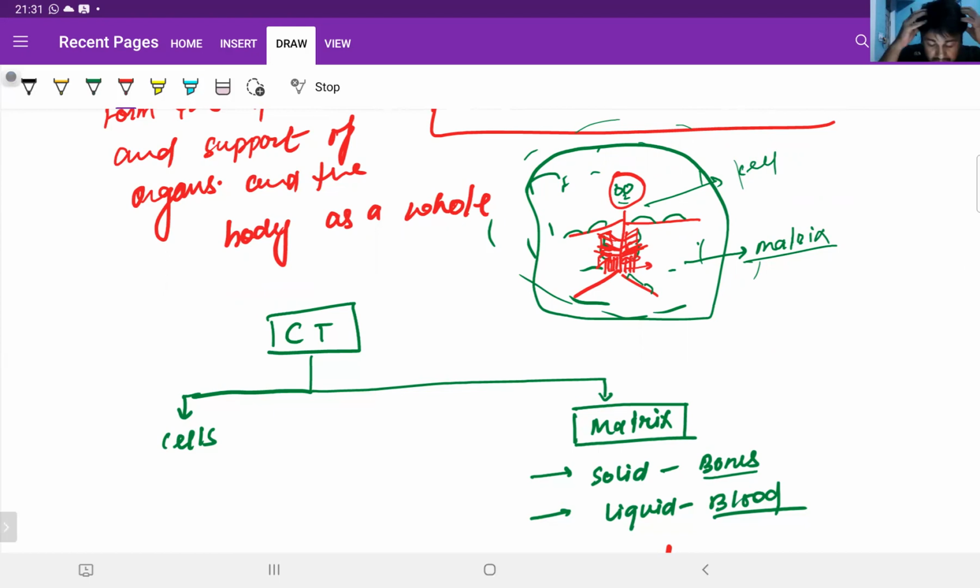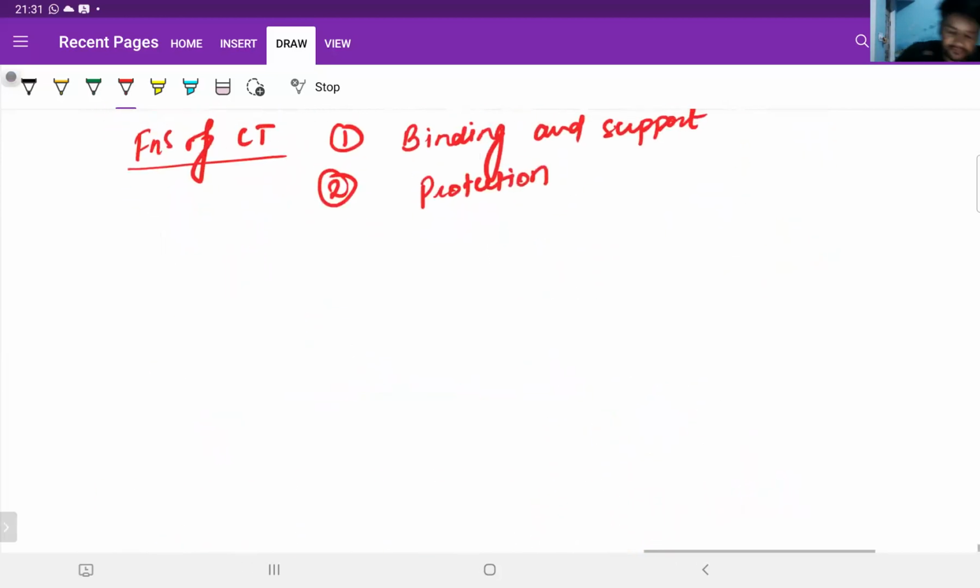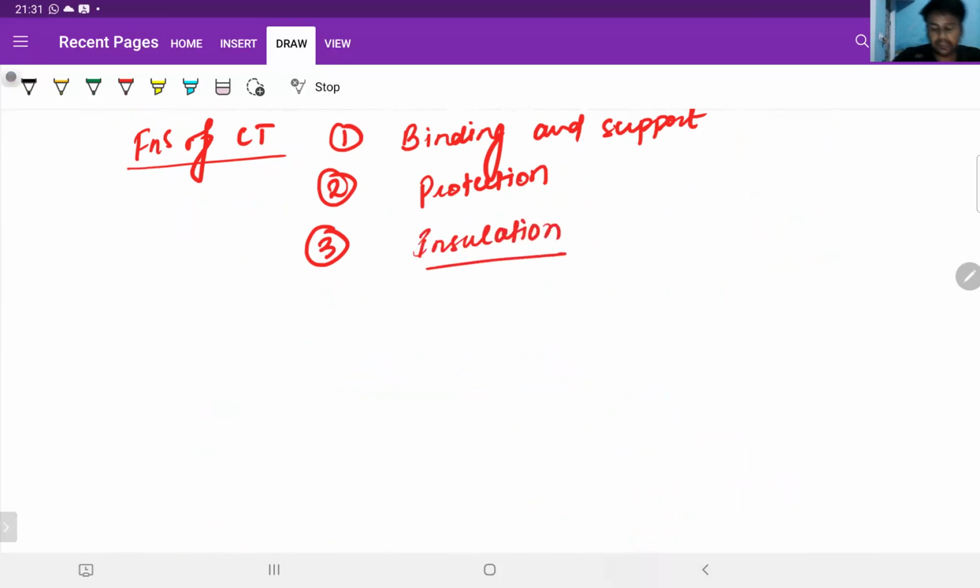Inside this skull bone, there is a very delicate and one of the most important structures in our body, that is brain, right? So in that way it provides protection. The third thing we can write is the insulation, right? Insulation. What is insulation? Suppose if I say I'm insulated, what does it mean?